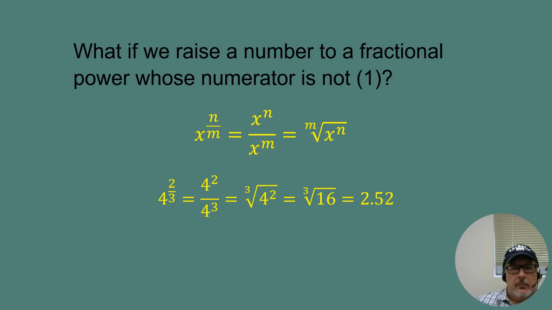Let's plug some numbers into these variables here and go over the example here at the bottom. If we take 4 raised to the 2/3 power, we can rewrite that as 4 squared divided by 4 cubed, or the cubed root of 4 squared. 4 squared equals 16, so we can write that again as the cubed root of 16, which our calculator will tell us equals 2.52.